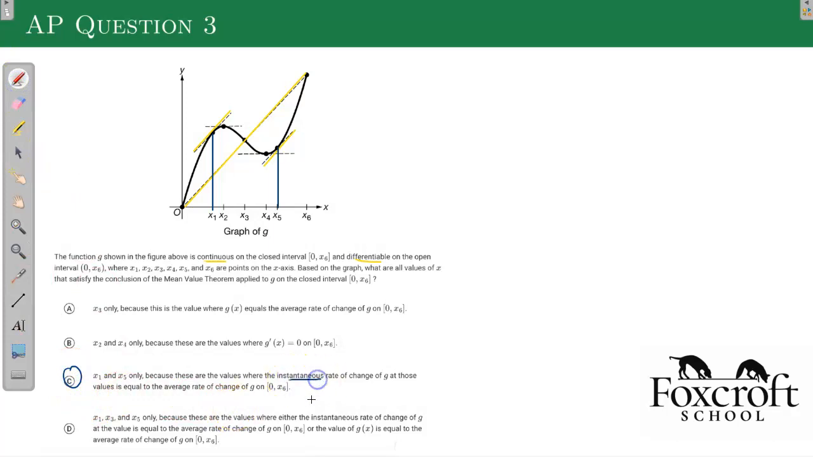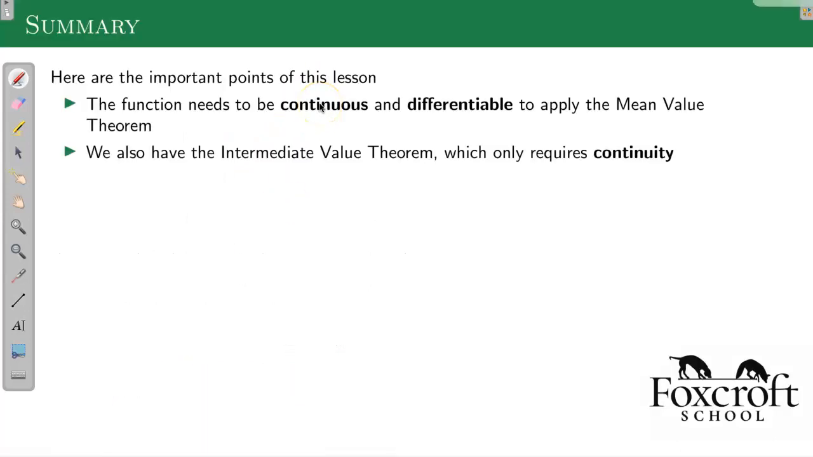The instantaneous rate of change, the tangent line, is equal to the average rate of change, the secant line. The mean value theorem is mainly used in free response questions. So just make sure that you are looking for being continuous and differentiable, and you're saying you're doing the mean value theorem if you're using it. We've also learned the intermediate value theorem, which only requires continuity. I will talk about this a lot more once we get to our free response unit.